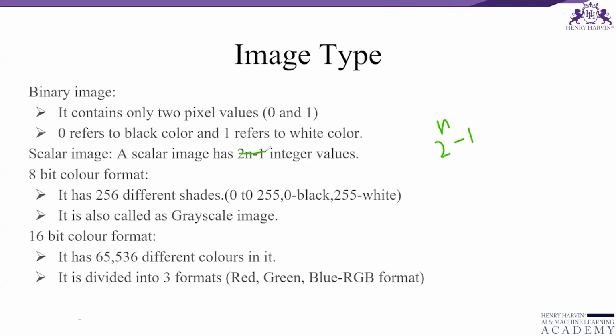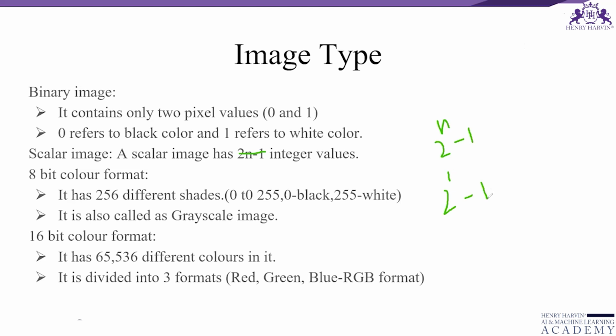So if n is equal to 2, what will happen now? Let me take n is equal to 1. So I can say that 2 power 1 minus 1. So what is the answer now? 2 minus 1 is equal to 1, right? So which means it has values from 0 to 1.